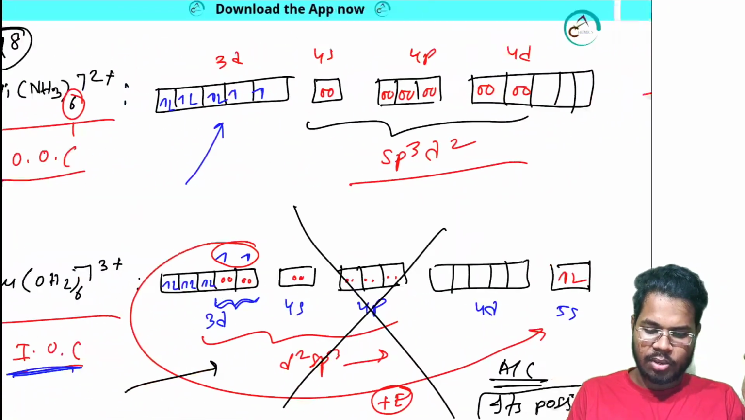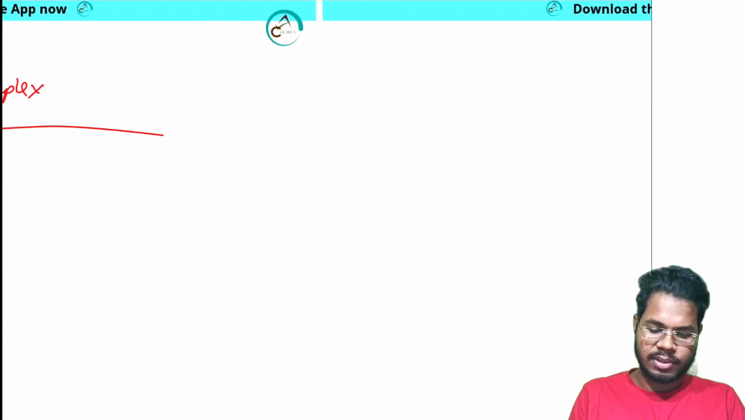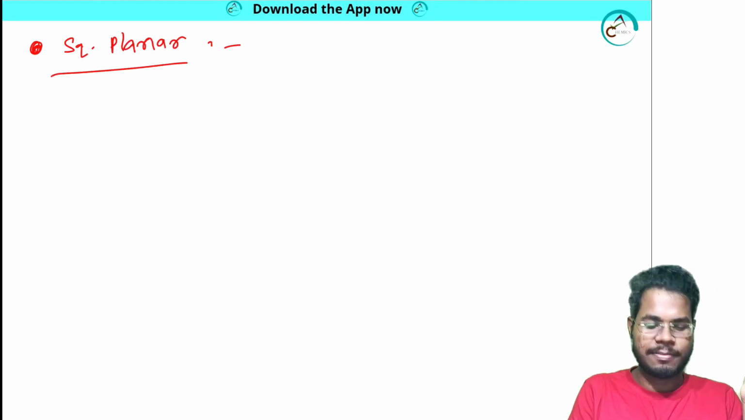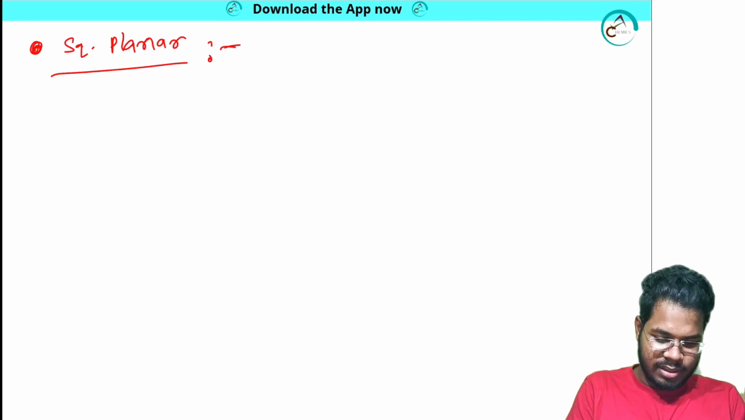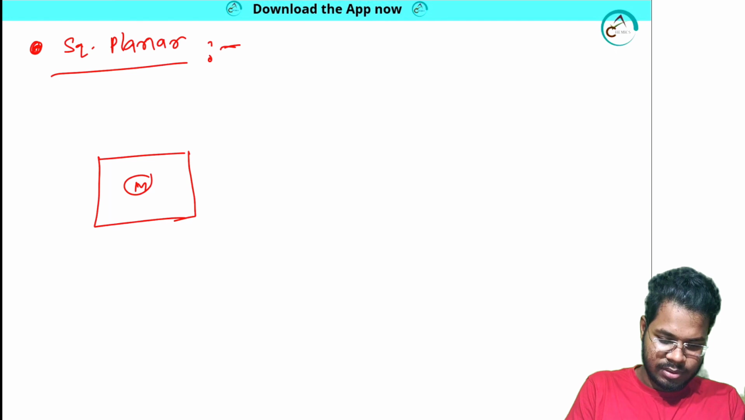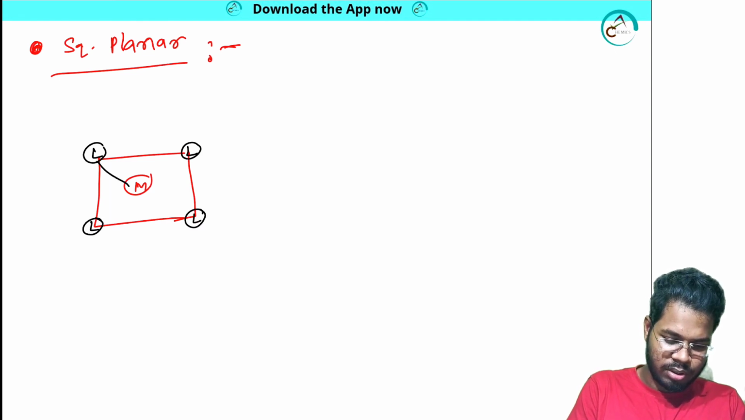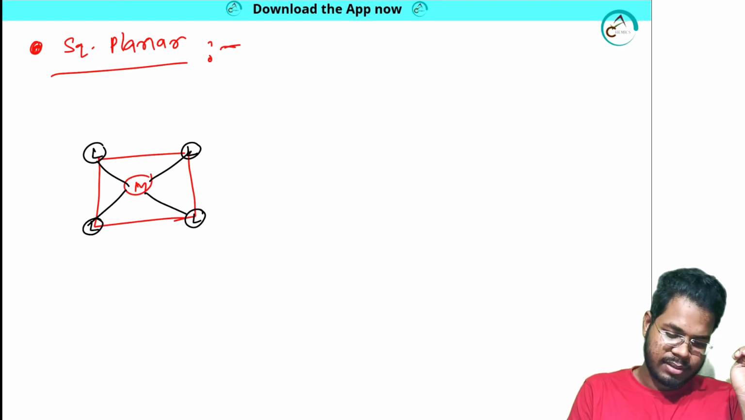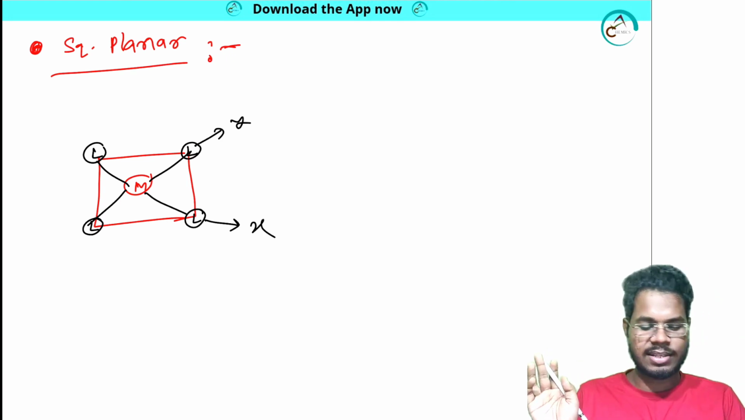Okay, now we are done with the octahedral system. Now let me come to the square planar system. So how does it look like? The square planar system looks like this. Here is a metal, with ligand 1, ligand 2, ligand 3 and ligand 4 connected to the metal on the same plane, square planar. This is our y-axis, this is our x-axis. There is nothing to do with the z-axis.